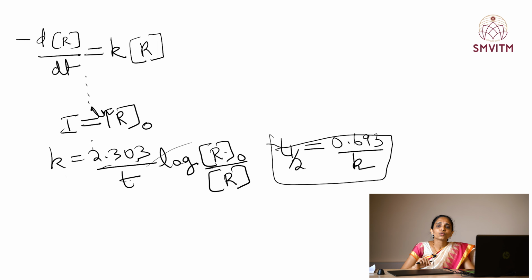And of course you know the unit, don't forget to write the unit. K unit is per time, it can be per second, per minute, and t half of course is second or minute, depending upon the values given in the problem.